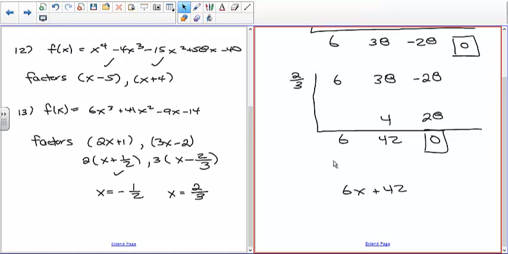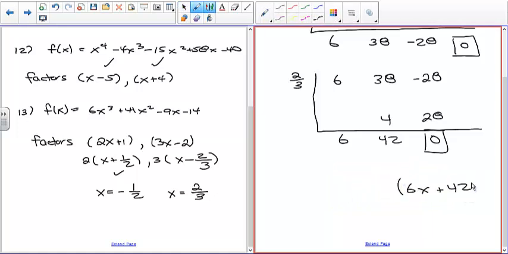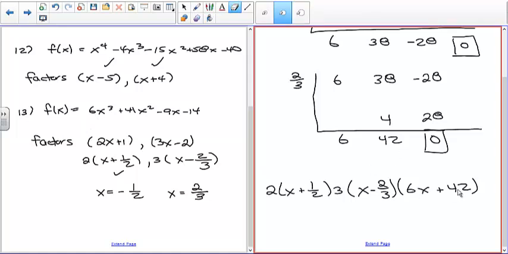So let's go ahead and do what we know already. We got 2 times x plus a half, 3 times x minus 2/3. Notice I've got 6 here, 6x cubed. I've already got the 6 taken care of, so I really don't need these extra 6's here. So all I'll do is I'll divide both of those by 6. So I'll get that.